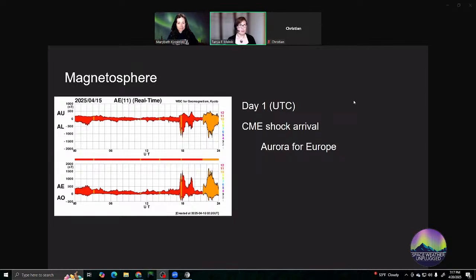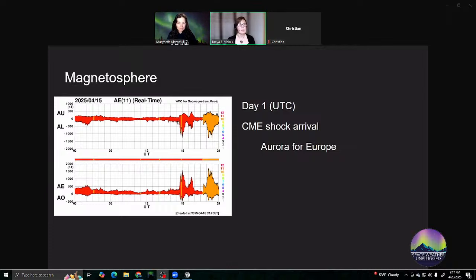This is how things evolved. We had a very nice arrival just before 18 UTC. The magnetosphere was a little bit primed because we had some nice negative BZ feeding into it, and the magnetotail was loaded. So by the time the shock arrived, and you can see the nice spike over here, it basically kicked the entire system into substorm.